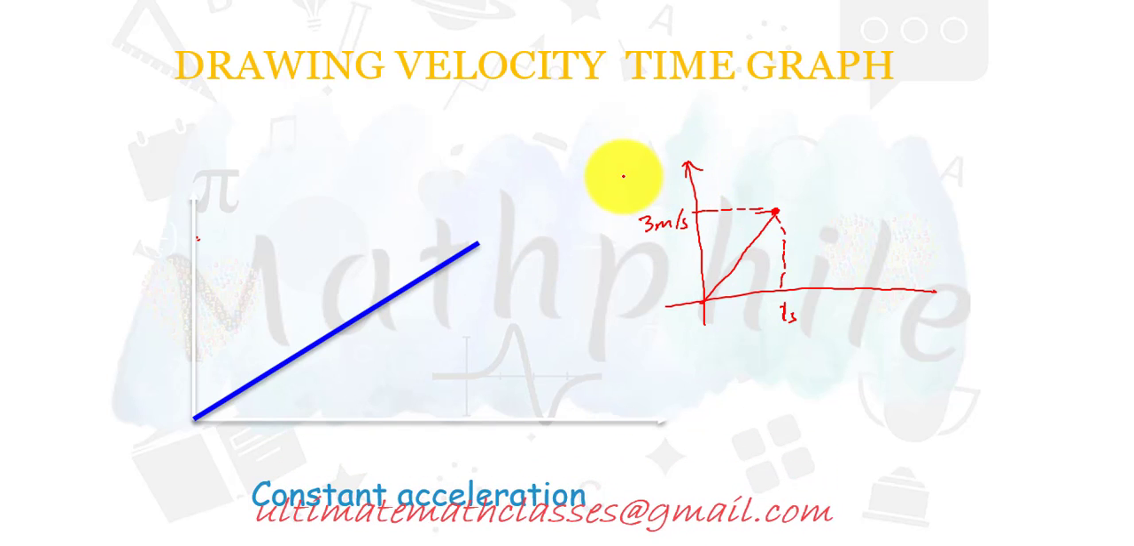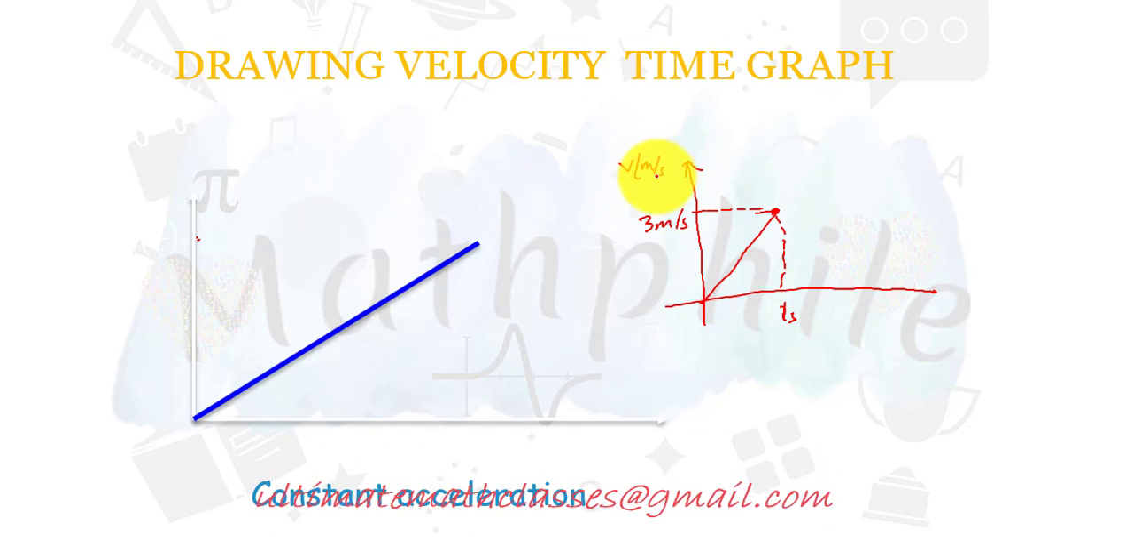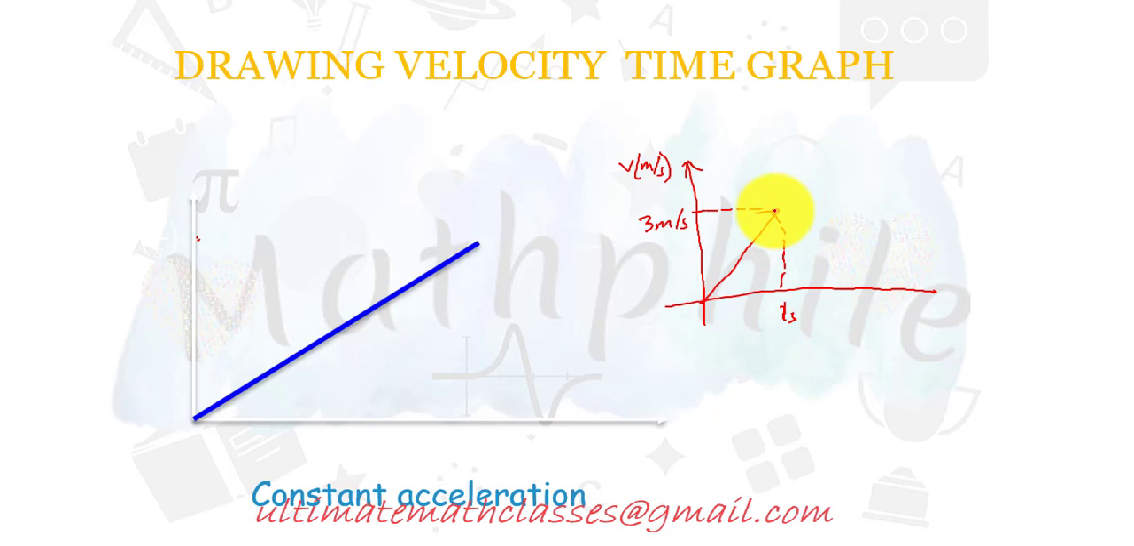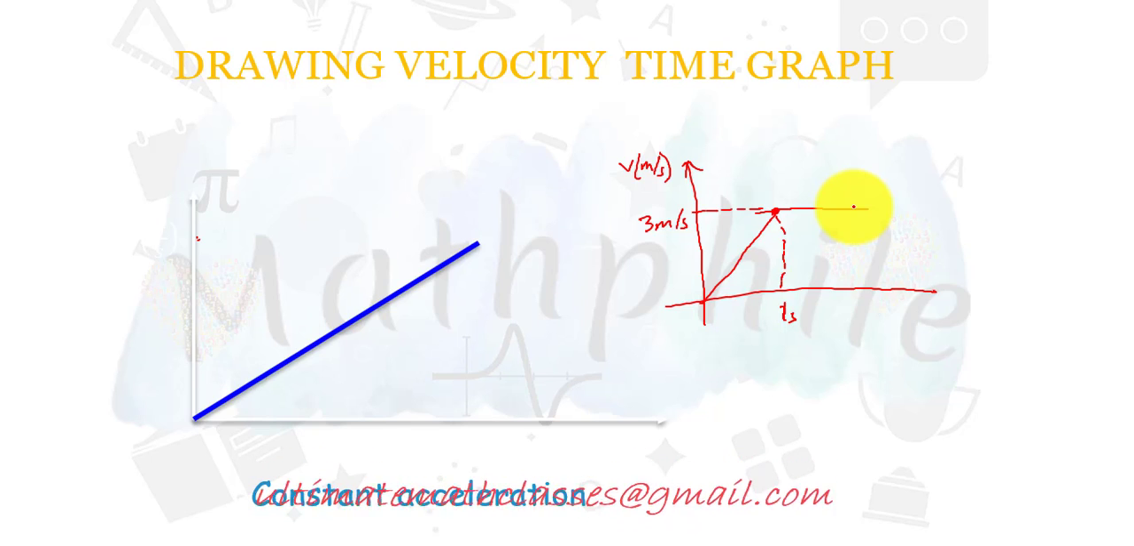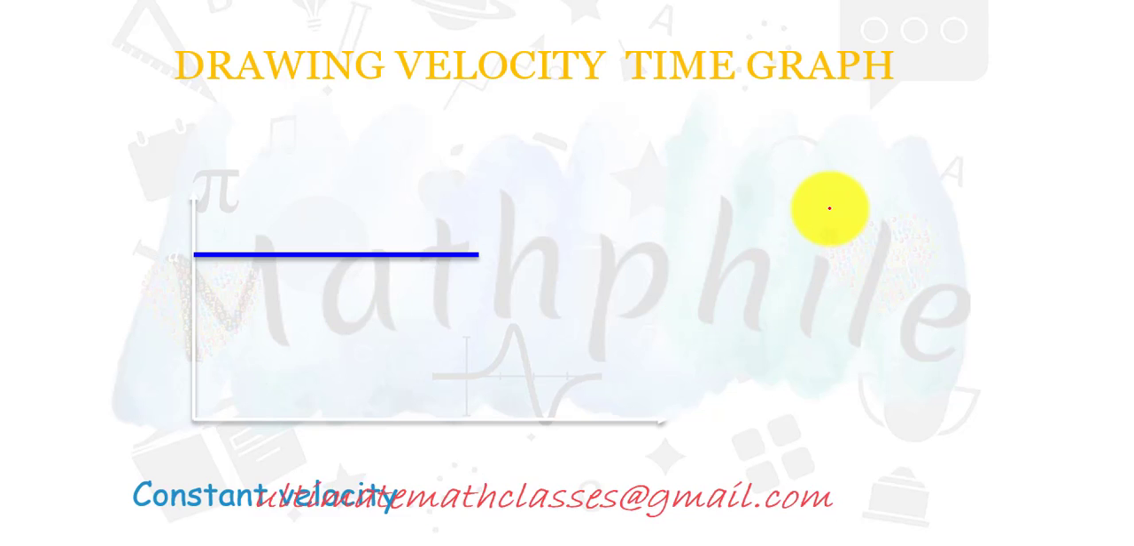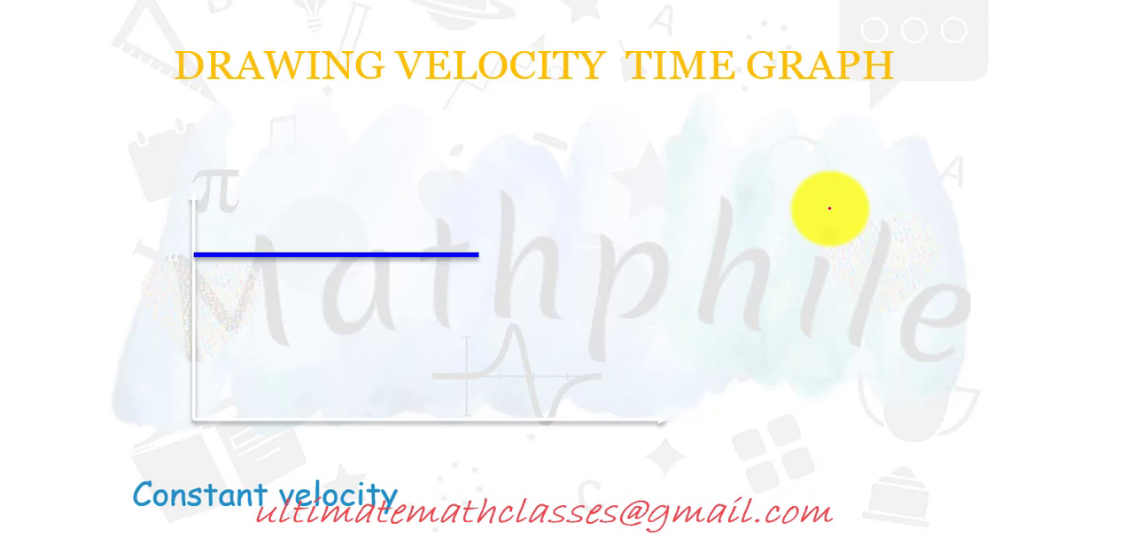How do you think we're going to represent it? A straight line at 3 meters. Yeah, so it's a straight line. That is very good. Okay, so a straight horizontal line gives you a constant velocity, and when the particle is moving with a constant speed or constant velocity, we use a line of this nature.